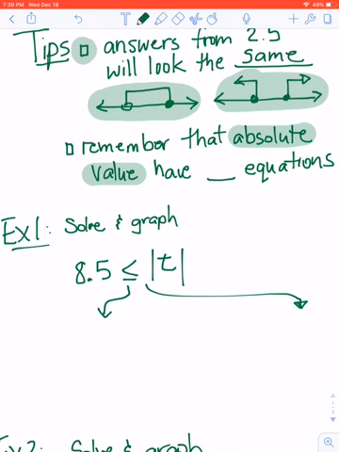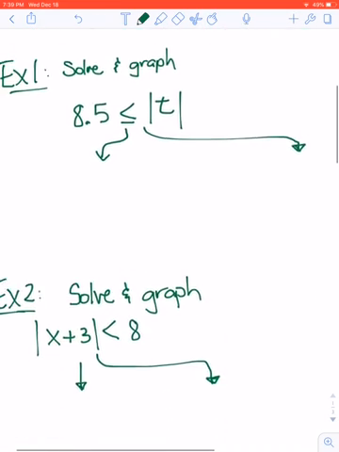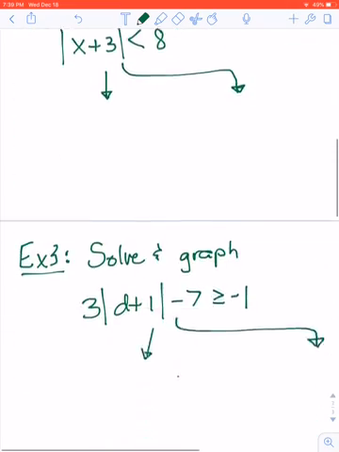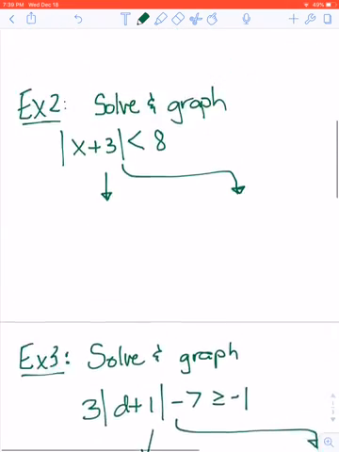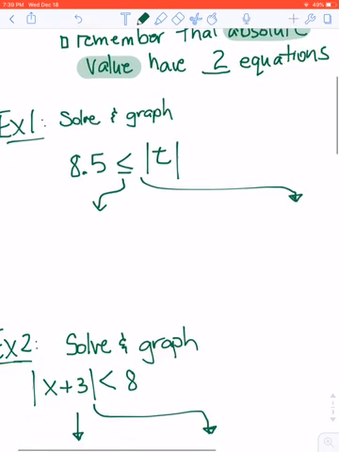One final reminder before we jump into the problems, remember that absolute value equations have two solutions. So that's why you're going to see arrows in each of my problems showing the two different problems that we need to solve in each case. All right, here we go.